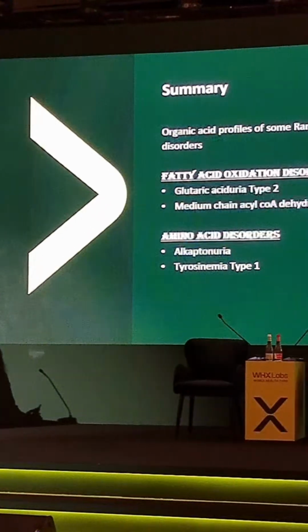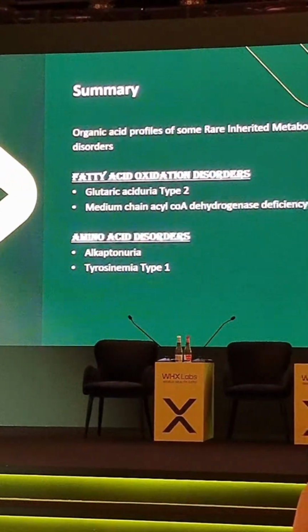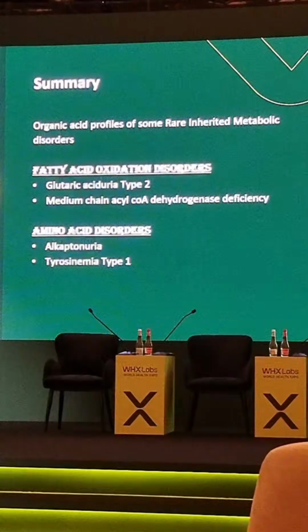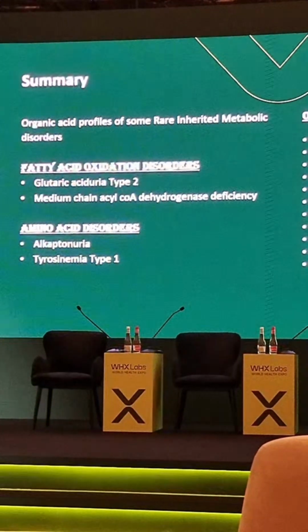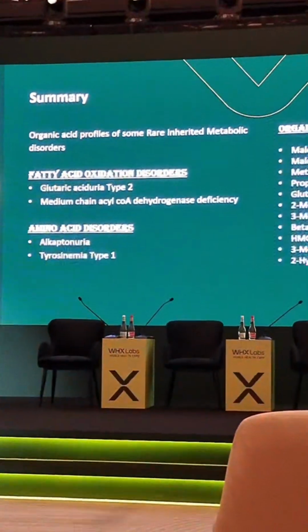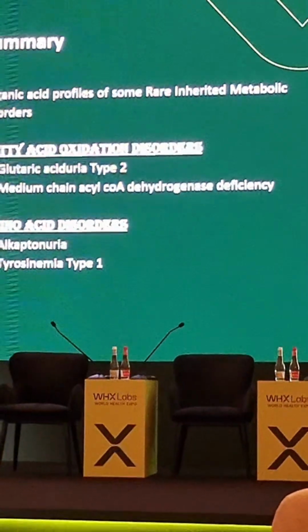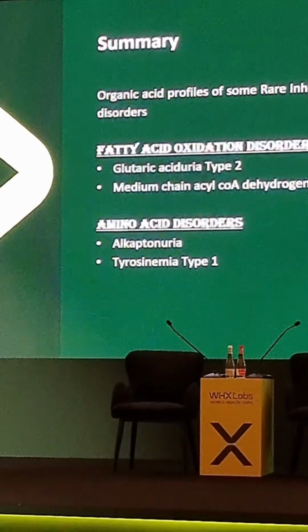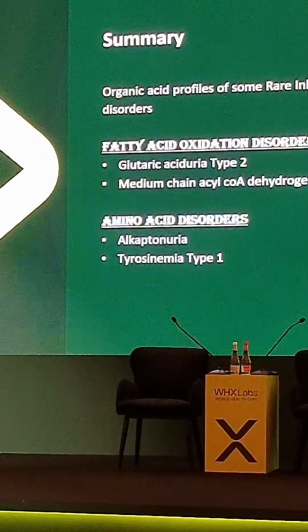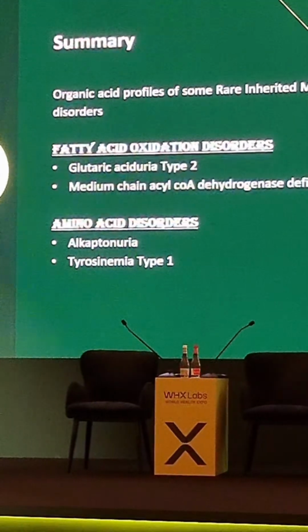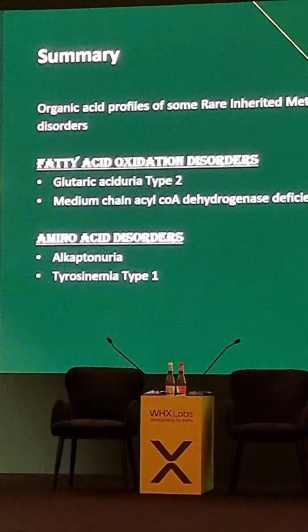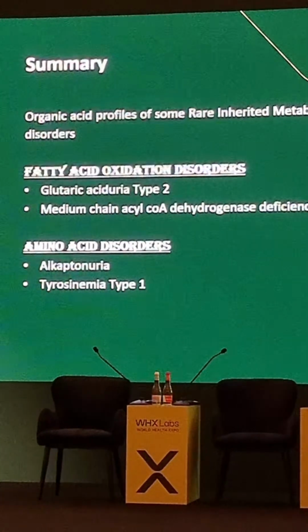So in summary, I presented 2 cases of fatty acid oxidation disorder, 2 cases of amino acid disorder, and 11 cases of organic acid disorders. In all these cases, the urine organic acid profile plays a very important role in diagnosis. And apart from alkaptonuria, which was of course presented later in life, most of the other cases that were presented are from newborn screening, and all the diagnoses were made in our laboratory.